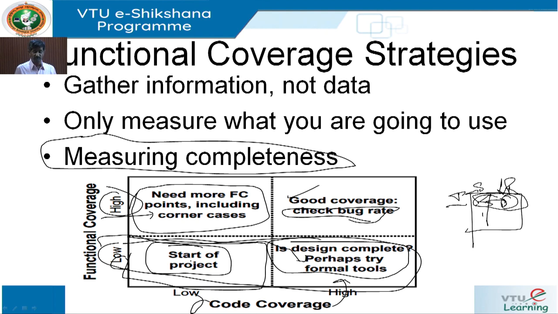We expect every project to start and linearly reach this point, but practically it is not possible. It may go this way, or this way, or this way in some cases. When you start the project, you need to go through many corner cases, and once your corner cases are solved, you go for design complete with a check using formal tools. Once that is done, you move on to check the full coverage values. That is a major factor to see how your strategy works out to reach the completeness of the functional coverage values. So what do we need to think? We need to think about these cases.